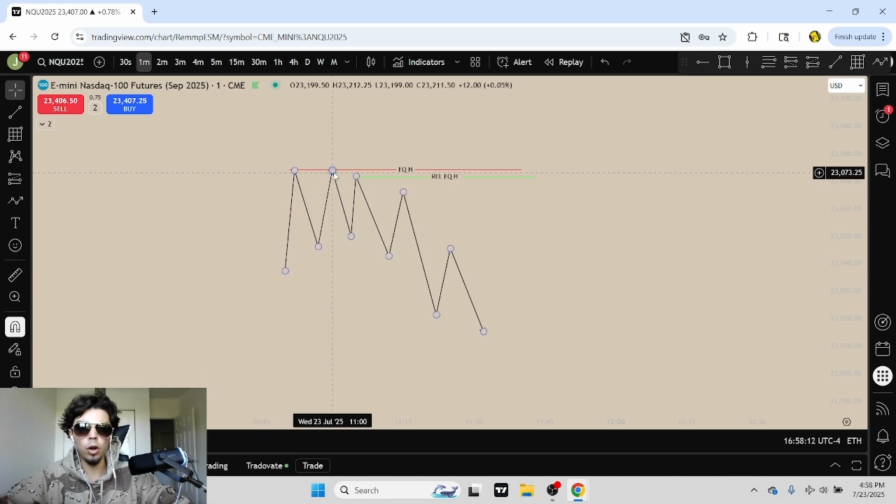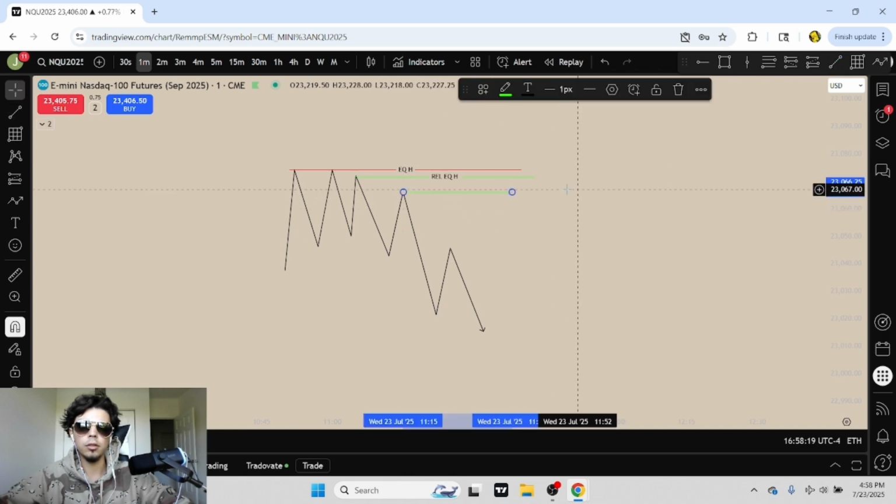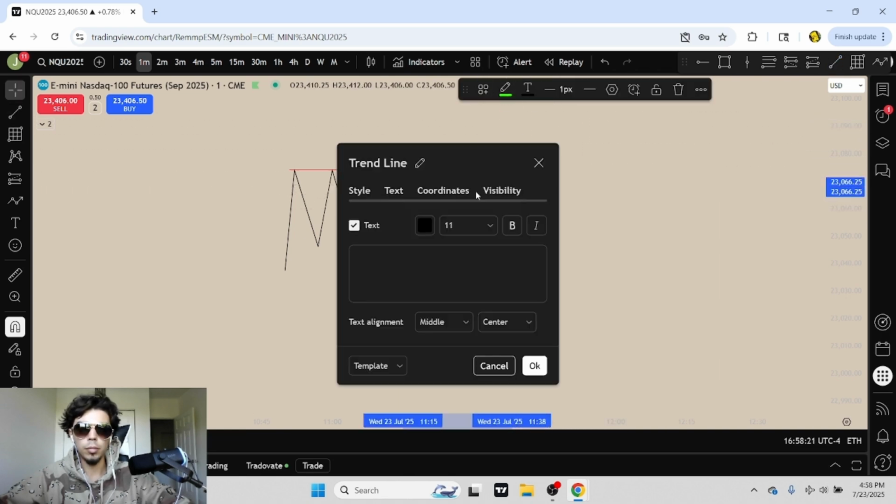So these are strong draws on liquidity. Why? Because we have 1, 2, 3, and I guess you can incorporate this as well. This would just be another high, right? Buy side liquidity.